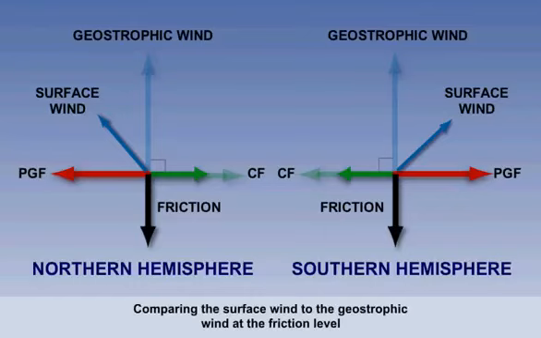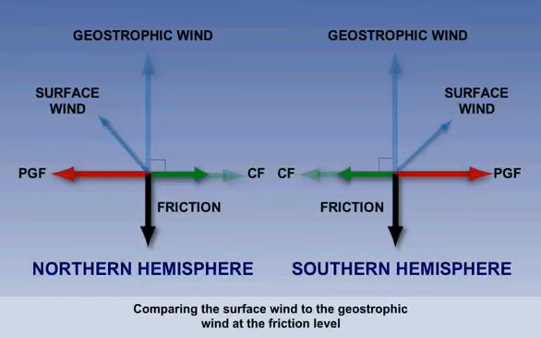Look at the image on the left for the northern hemisphere. Here the surface wind is backed and decreased with respect to the geostrophic wind. These are fundamental diagrams to remember. When using the diagrams, it is important to understand what is happening to speed and direction at the surface through to the friction level, where we find the geostrophic wind.